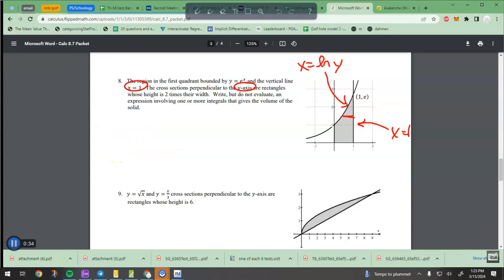Alright, so I'm going to integrate. Everything's got to be y values. So I'm looking at the lowest y value, which is 0, to the top y value, which is e. And then I'm going to integrate the area.